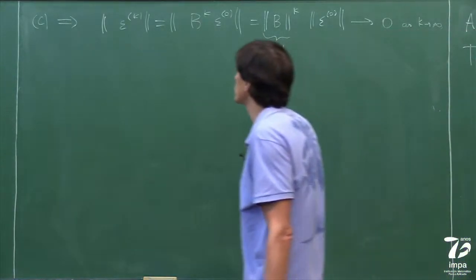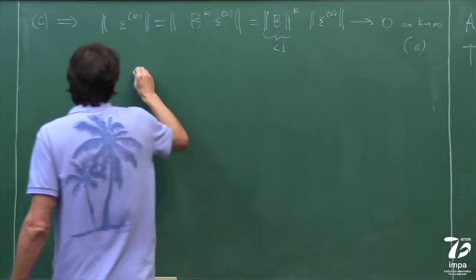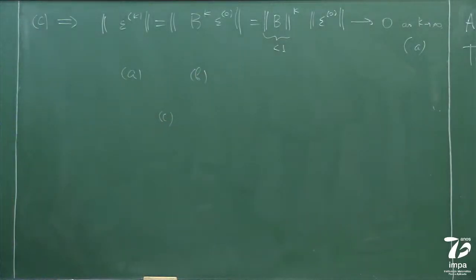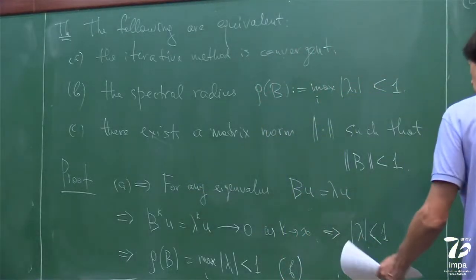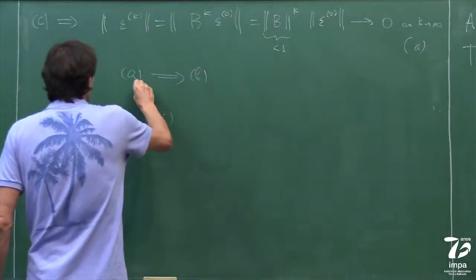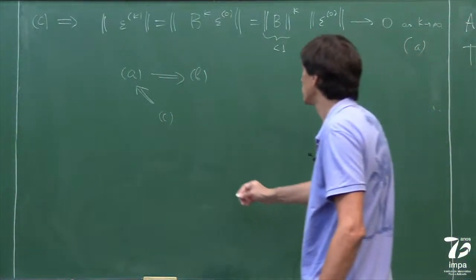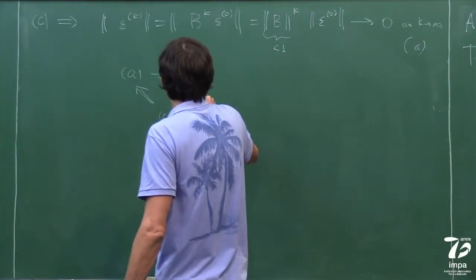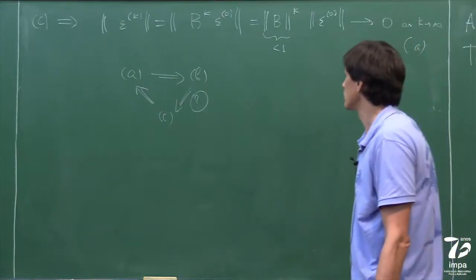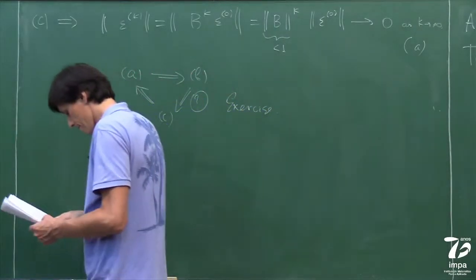So what we proved is that between A, B, and C, here we prove that A gives you B, and here we prove that C gives you A. So it remains to prove that B implies C. If you prove that B implies C, then we prove the theorem. So this will be an exercise.